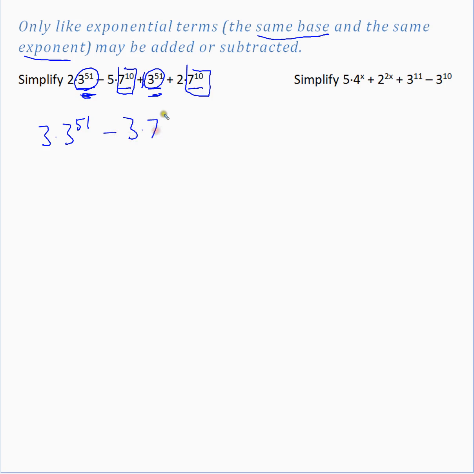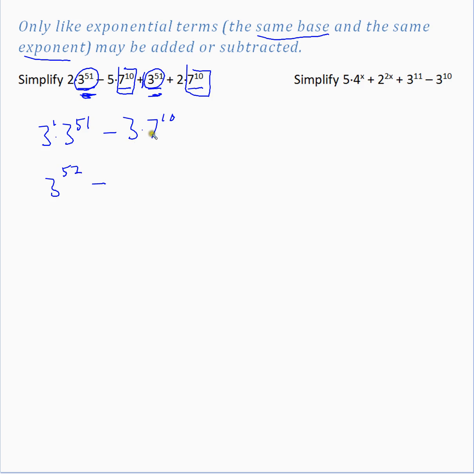7 to the 10th. Now this is a good example because we can simplify this more on this one, because we have a 3 to the 1st times a 3 to the 51st. So those are like bases. What can we do with the exponents there? Well, we can add them. So we have 3 to the 52nd. We're not going to multiply this out and see what it is because that's a very large number, 3 to the 52nd, so we're going to leave it like that.